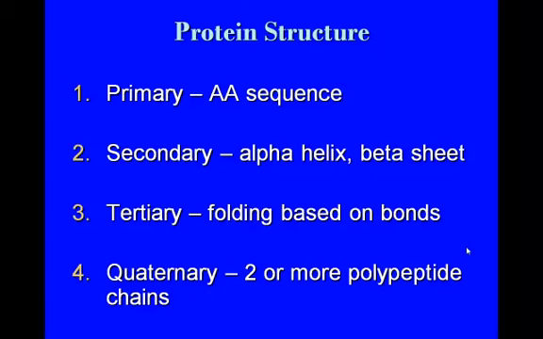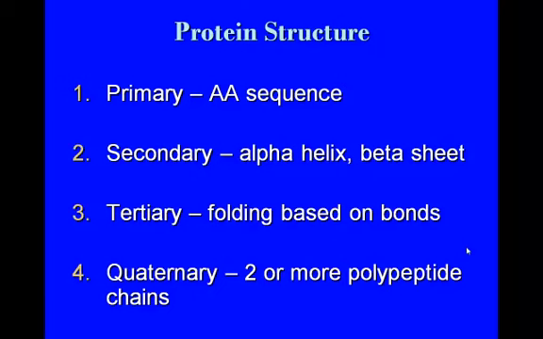We start off with the simplest form, which is a primary structure. This is simply a string of amino acids. Very simple. Then you move on to a little bit more complex with secondary. This is amino acids strung together in an alpha helix or even a beta pleated sheet. Tertiary, even more complex. Now the proteins are being folded based on their bonds.